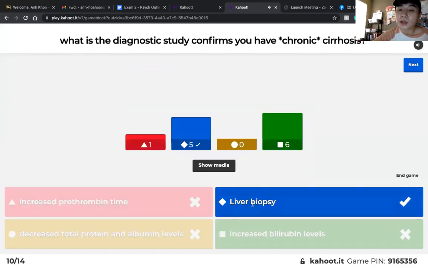All right, so liver biopsy is the number one confirmatory diagnostic study for cirrhosis. So liver biopsy is the diagnostic study where they confirm that the patient has cirrhosis. Liver biopsy.